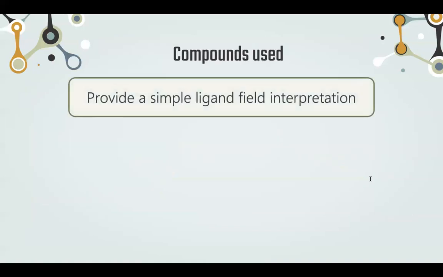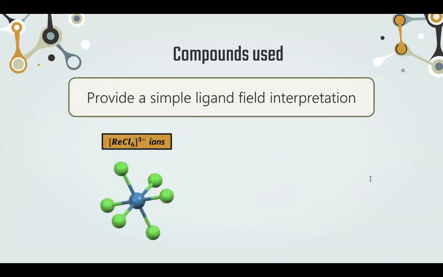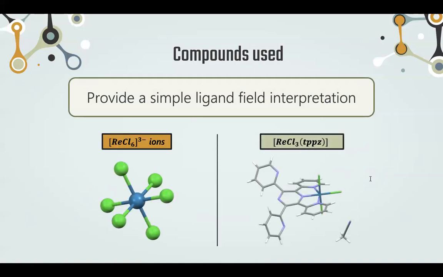One of the goals of this project is to investigate the low-lying energy structure and magnetism of two rhenium-3 molecules and give a simple ligand field interpretation of the low-lying energy states by employing a model Hamiltonian for this purpose. Two molecules used are rhenium hexachloride, which is the model compound, and ReCl3-TPPZ. We will refer to ReCl3-TPPZ as the rhenium-3 molecule from now on.